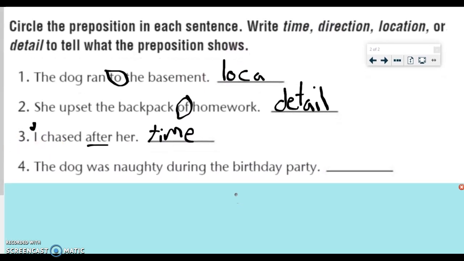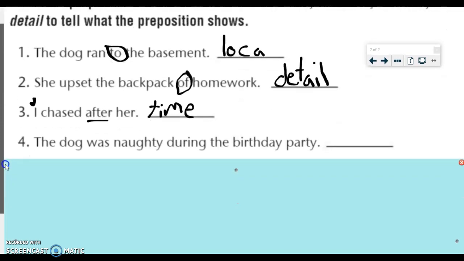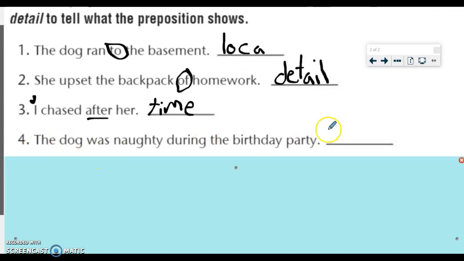The dog was naughty during the birthday party. Okay, so let's look. Do we see something that's telling us direction in here? No. Is there a location? If it said at the birthday party, then that would give us a location, but it's not. Is there a detail that we need to know? Well, naughty is kind of a detail, but was is not one of the prepositions we were looking for. Actually, the time in this sentence is during. So again, we're going to write time on our line.